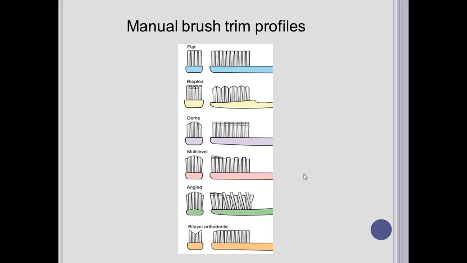So here are the different types of profiles. The very traditional flat, and then the more rippled approach, which can be a little bit better for reaching interproximal areas, and then the dome-shaped, multi-level, and angled, and then the bi-level orthodontic one on the bottom is obviously for patients with braces.